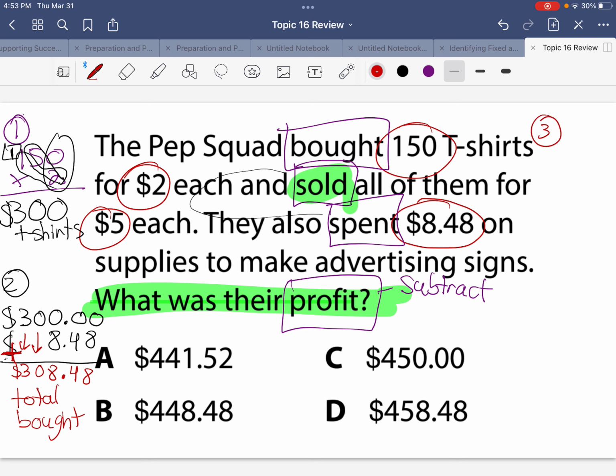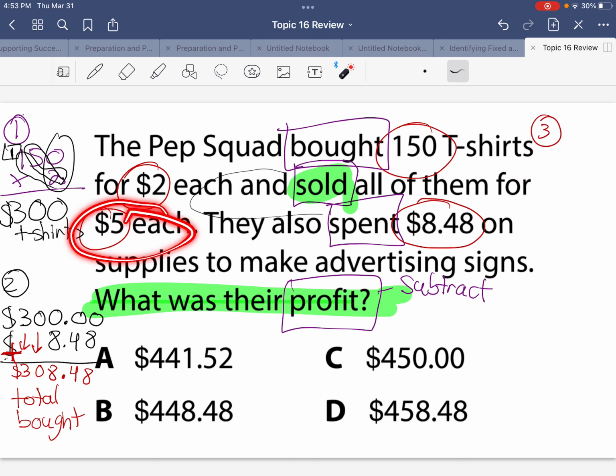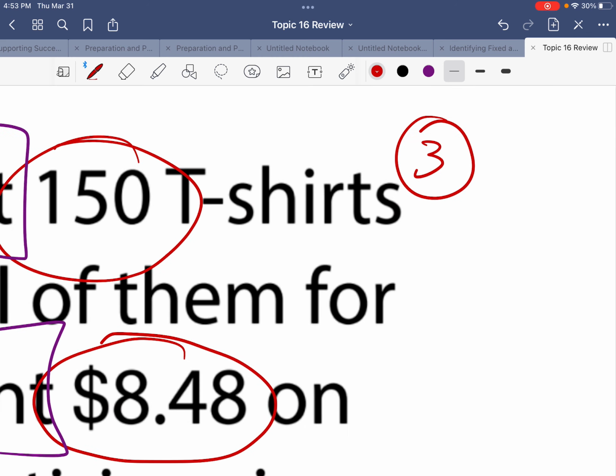My third step is I'm going to take these 150 shirts and I'm going to multiply it by 5 because they're saying that they charged $5 for all of the shirts. So every shirt was $5. Okay? So I'm not going to add $5 150 times. I'm going to be a fourth grader. I'm going to multiply it. So I'm going to do 150 times 5.